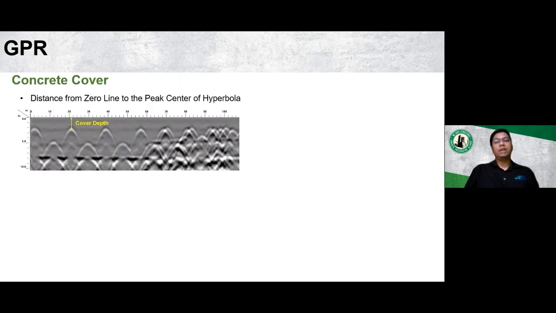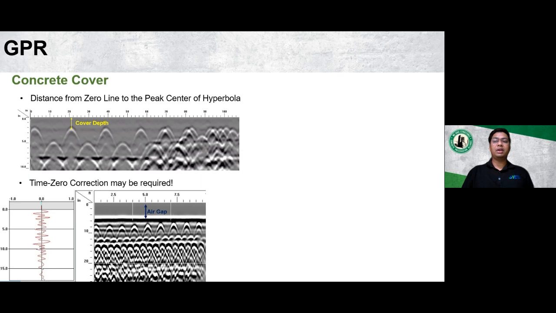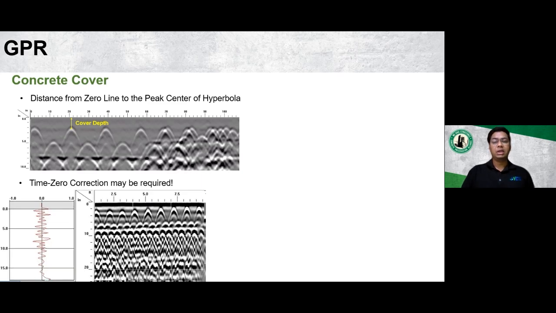So let's talk a little bit about concrete cover first. The concrete cover can be estimated by measuring the distance between the zero line of the data and the peak of the hyperbola as shown in the GPR scan here. However, in some cases, the presence of an air gap between the GPR antenna and the surface of the structure could result in a downward shift of the data, and that could lead to inaccurate estimations of the cover depth. And in such cases, something called a time zero correction could be required. And here is how the data would look after the time zero correction.